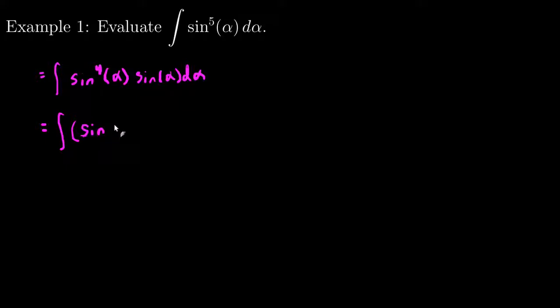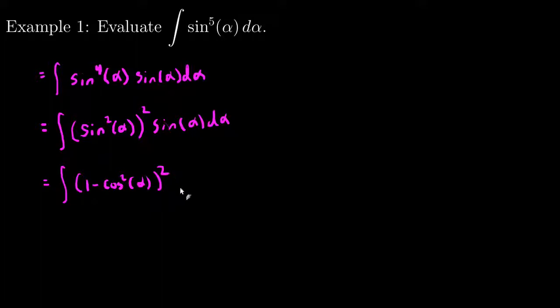But just to make it clear what's happening, sine to the fourth alpha is sine squared alpha, squared. And from there, I can rewrite sine squared alpha as 1 minus cosine squared. So I have the integral of 1 minus cosine squared alpha, squared, times sine of alpha d alpha. And now we're going to go through and do a little bit of u substitution.